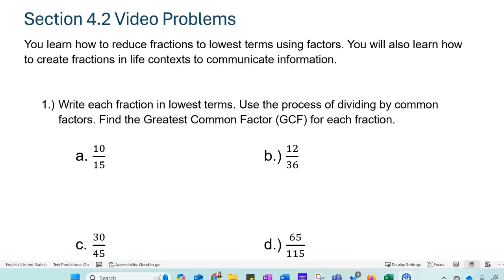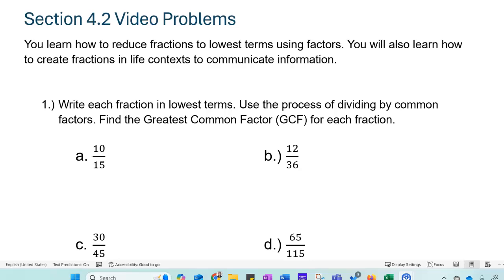So the first thing that I want to do is talk a little bit about what a factor is, because notice the instruction for number 1 is write each fraction in lowest terms. And then it says use the process of dividing by common factors. Find the greatest common factor for each fraction. So a factor are numbers that multiply together to get another number.